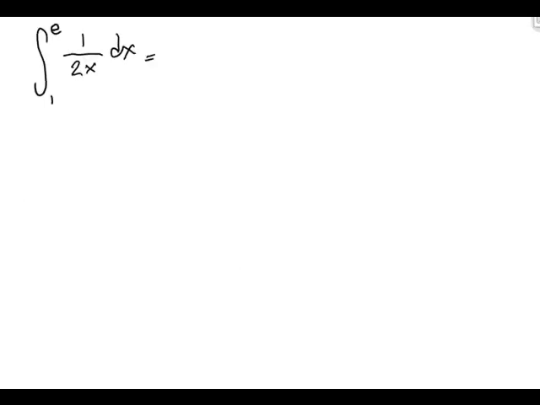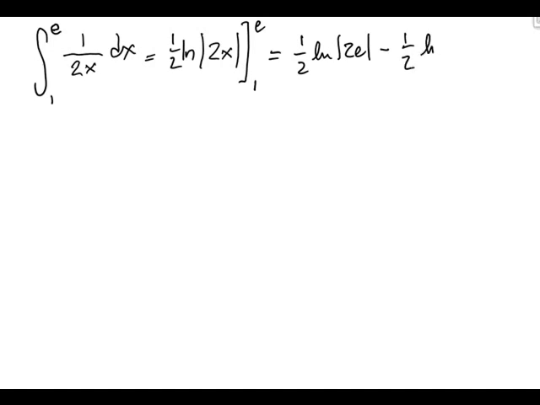So the second part of the fundamental theorem of calculus, of course, applies anytime that you're doing definite integration. So again, we'll use the U substitution methods to integrate this. And then evaluating is just like before. So we'd have what? 1/2 times the natural log of 2e minus 1/2 times the natural log of 2.